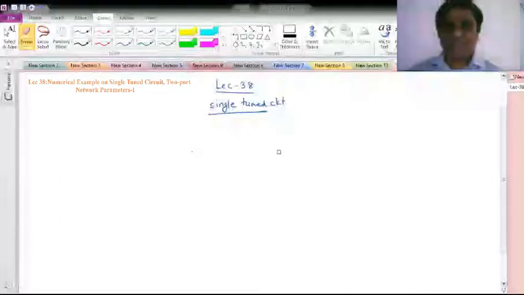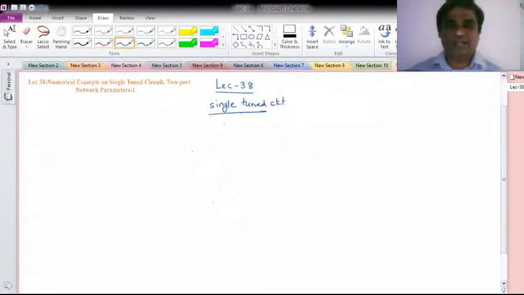Welcome to lecture 38. We'll continue from the last class, where we were discussing the single tuned circuit. A single tuned circuit is a circuit with one inductor and one capacitor. They are connected in such a way that they will resonate. The reactance of the inductor is positive and the reactance of the capacitor is negative, such that they show no net reactance at a particular frequency.